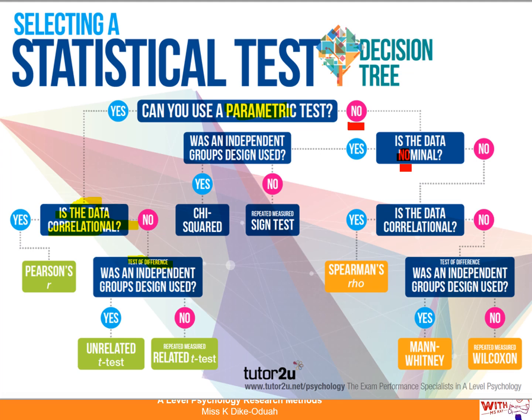You come to this side, you've determined the type of data, it's not a correlation, so you have to ask yourself, was an independent groups design used? If an independent groups design was used, then it's a chi-square test. And if not, if it was a repeated measures or a matched pairs design, then it's the sign test.